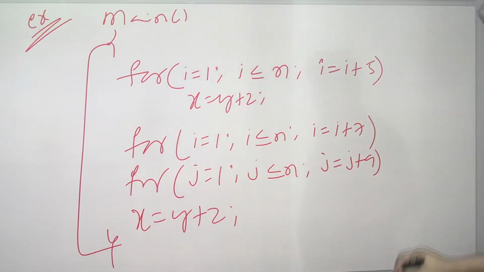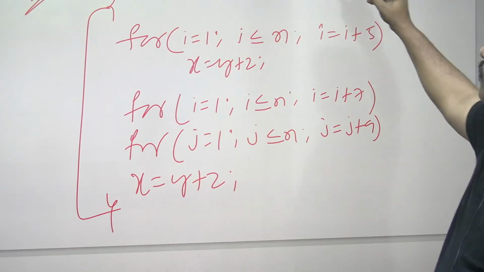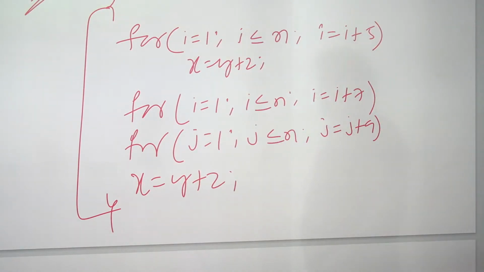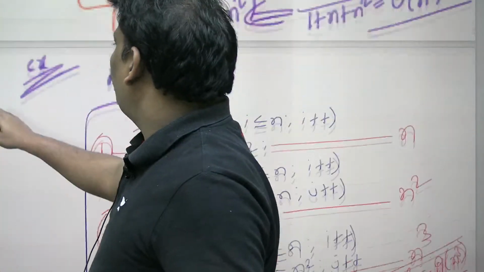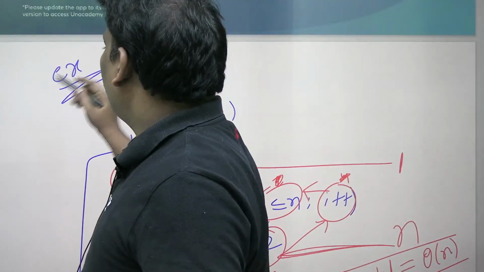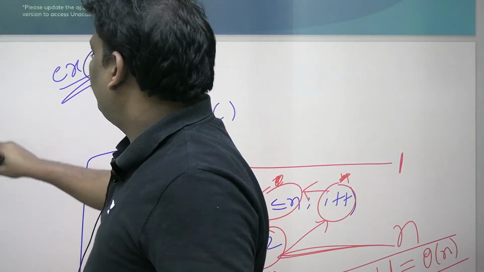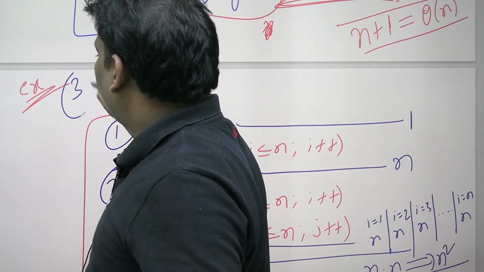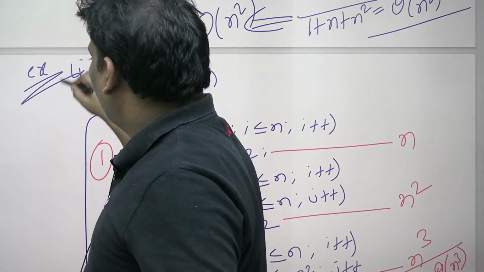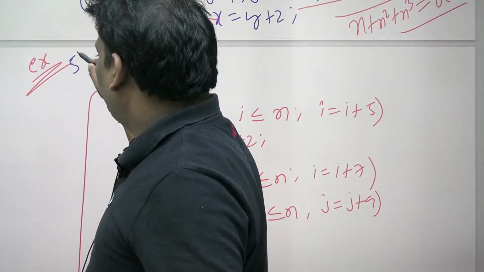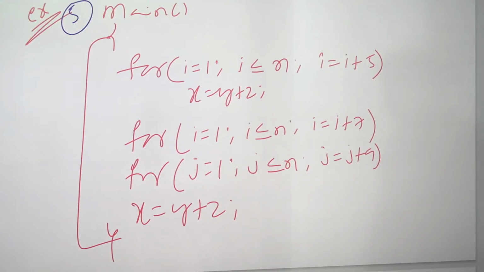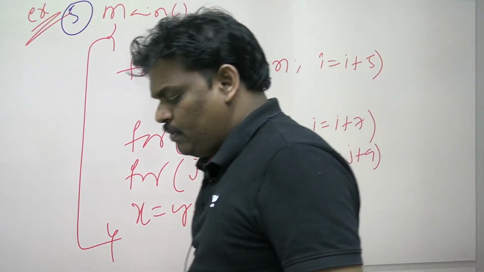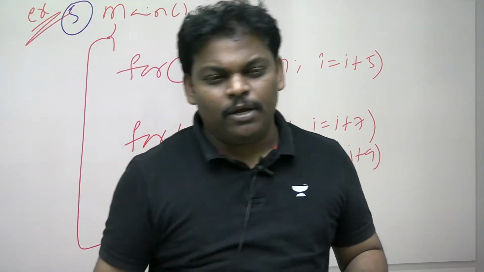Yeah, this is the program. Can you say what is the time complexity of this program? I think it is the fifth program. One program we did in the first class, then the second, third, fourth program, and this is the fifth program. Try yourself. What is the time complexity of this program?